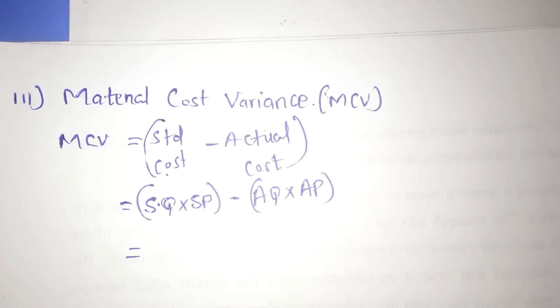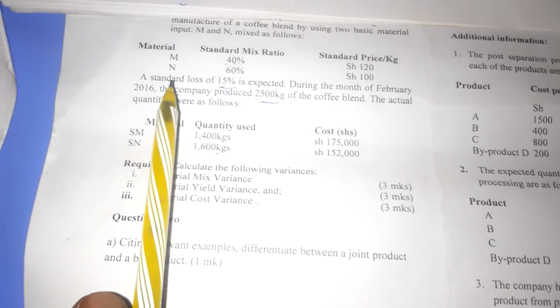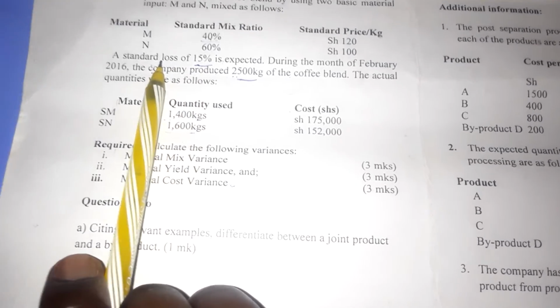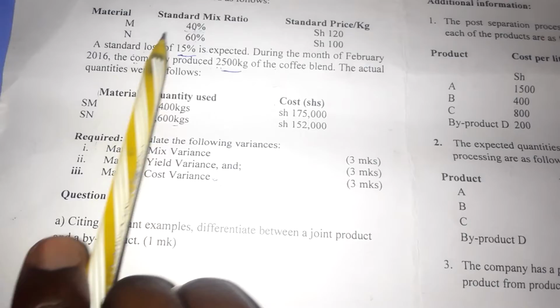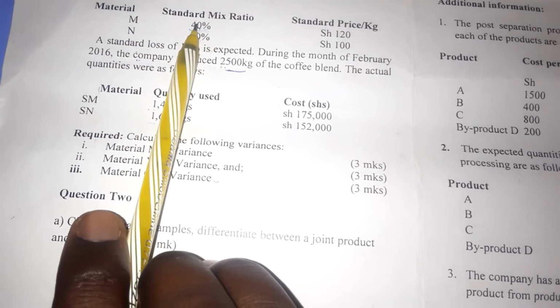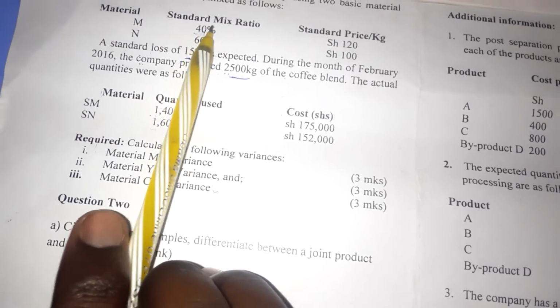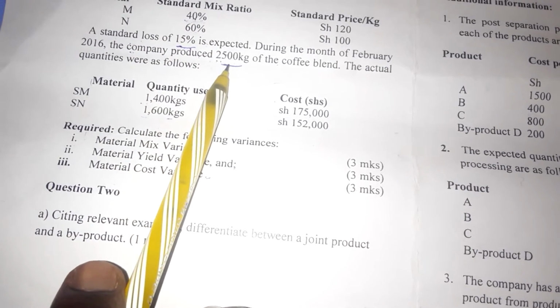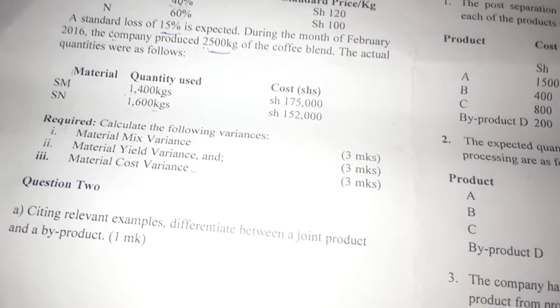The standard quantity will take into account the expected production, which we said will be actually at 85% due to the expected 15% standard loss in this question. Now, the standard quantity will be, you take the proportion of that material because each material will have its own standard quantity. So you take the proportion, multiply by the units produced over the expected production, which is now in this case will be 0.85.